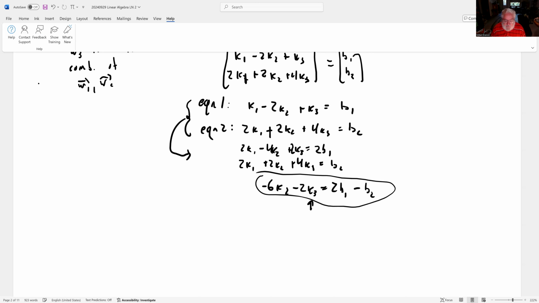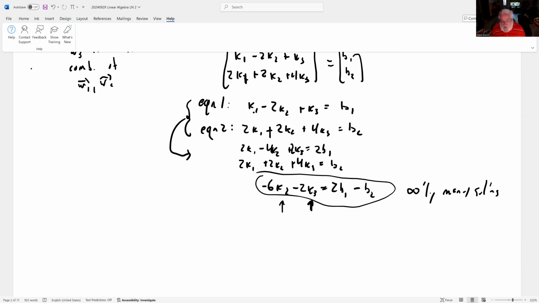Any choice of K3 will give me a choice of K2. And once I know K3 and K2, I can get K1. So we have infinitely many solutions. But that's because we have this K3 floating around. If we didn't have the K3, then we wouldn't have infinitely many solutions.